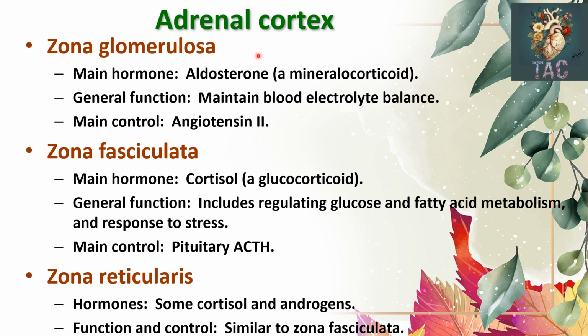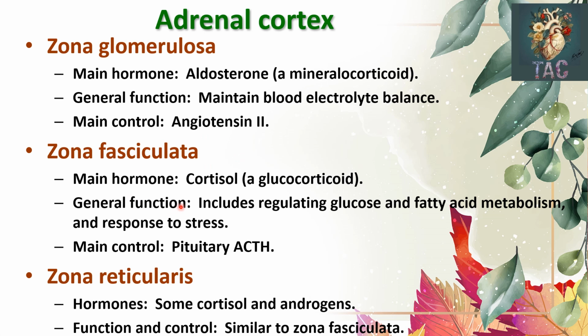So adrenal cortex is then further divided into three zones: zona glomerulosa, zona fasciculata, and zona reticularis. The main hormone secreted by zona glomerulosa is aldosterone, that is a mineralocorticoid, and its main function is to maintain the blood electrolyte balance. Its main control is angiotensin 2.